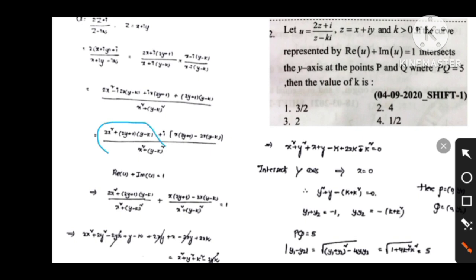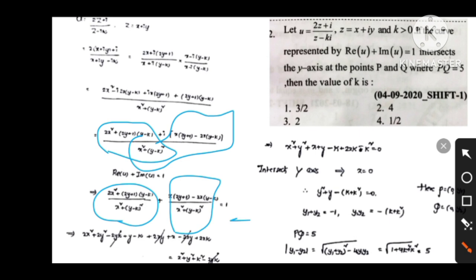Take that condition. That is what is real part: first two values by denominator. Okay. Next, what is imaginary part? Next two values by denominator. That is imaginary equals 1. Okay. Replace the value. Now take the simplification.